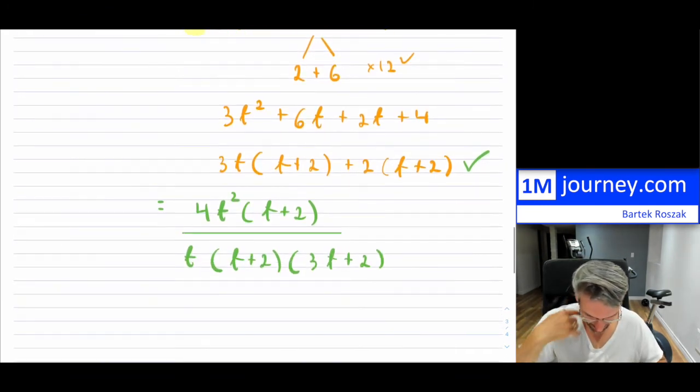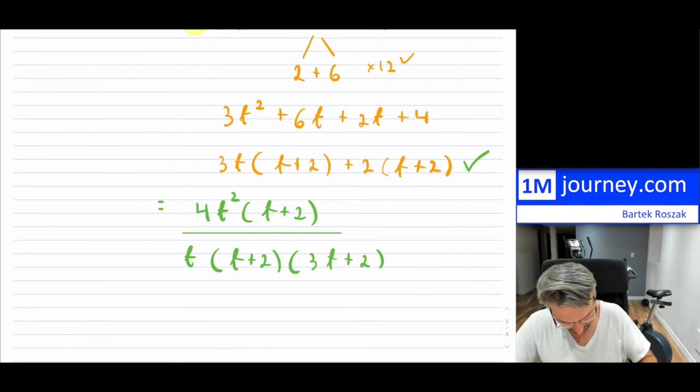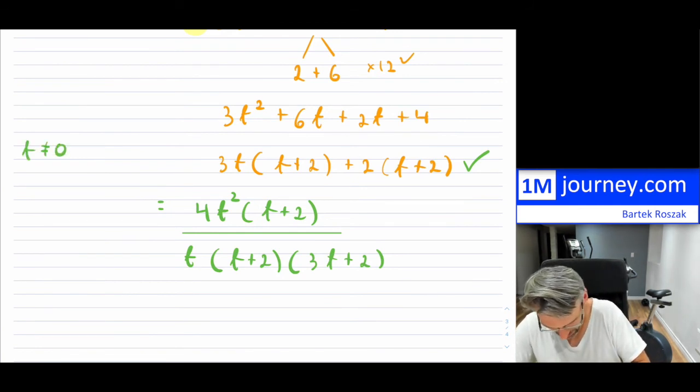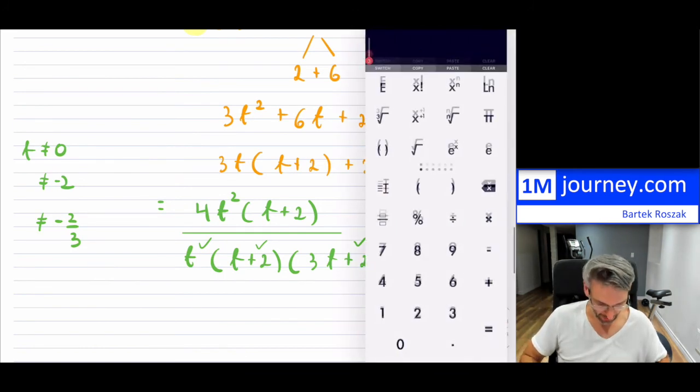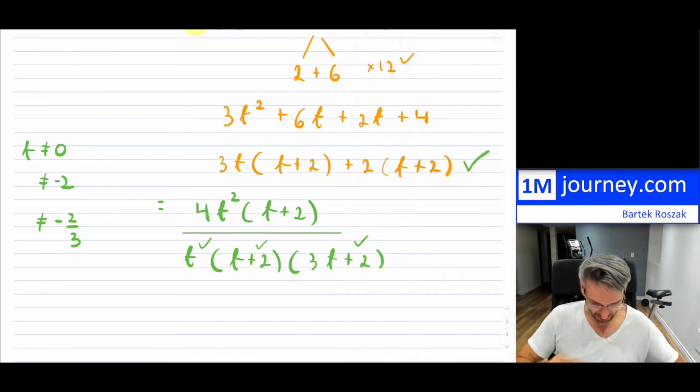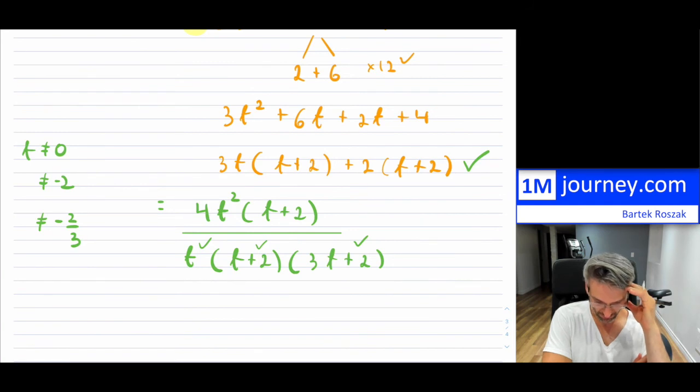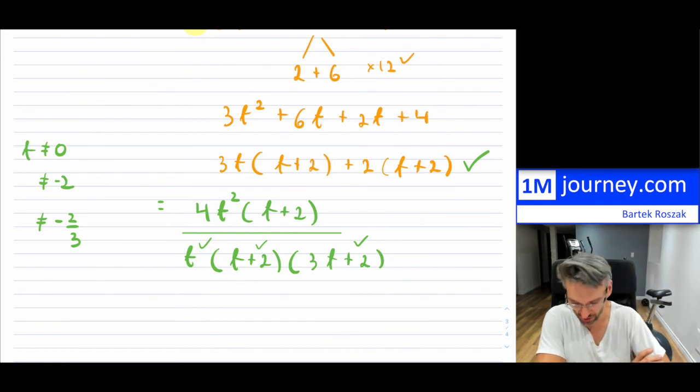This one is squared. All right, so we have our restrictions. t cannot be equal to 0. t cannot be equal to -2, and that's from right here. And then t cannot be equal to -2/3, and that's coming from this one right there. Those are going to be our restrictions, so we can create our domain.